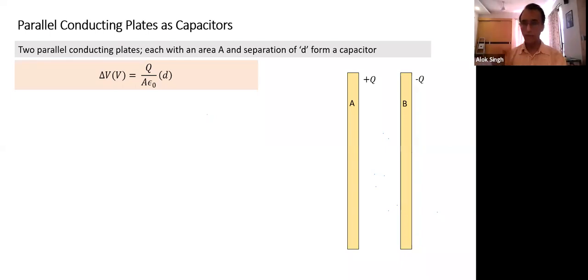To find potential, I need the line integral of field from the positive plate to the negative plate. So if you know the field at all points between the two plates, or at least along one path, I can find out the potential difference. So to find potential difference, we need field. If these points are understood, mostly we'll use them for several calculations today.